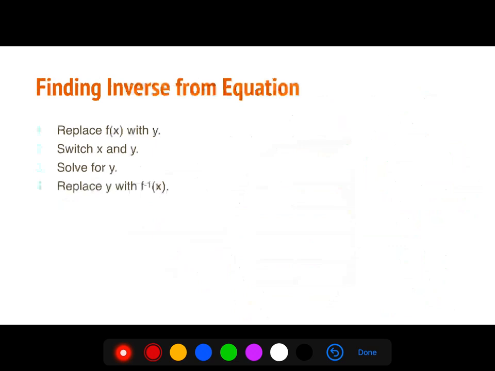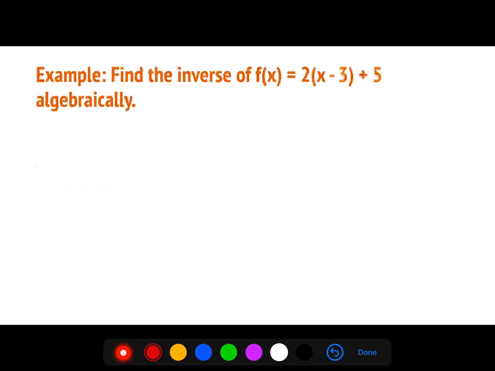Now let's say we have an equation that is given to us, and we want the inverse equation. These are your steps. Everywhere you see f of x, or g of x, or h of x, any of those function names, you're going to replace them with y. Then, just like you've been learning all day, switch x and y, solve for the new y, and then replace that y with the inverse notation. That just means this is the inverse of f of x.